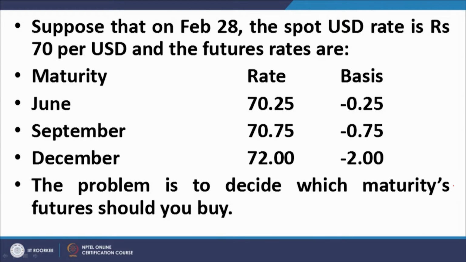US dollars. Suppose that on February 28, the spot US dollar rate is rupees 70 per US dollar and the futures rates are: June 70.25, the basis is minus 0.25, 70 minus 70.25, that is equal to minus 0.25. The September futures price is 70.75, the basis is minus 0.75, and the December futures price is 72 and the basis is minus 2.00. Our problem is to decide which futures contracts we should use for implementing our long hedge.